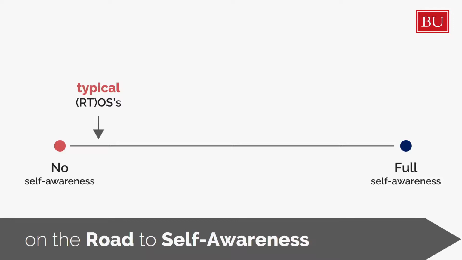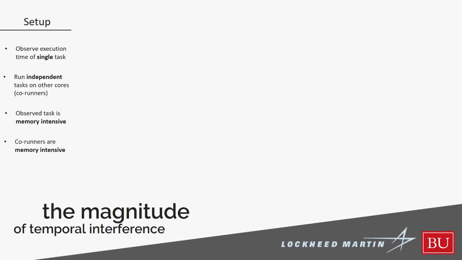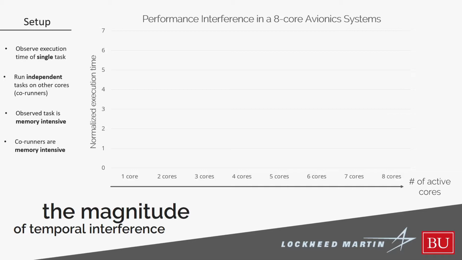And to appreciate why not taking care of the interaction between software and hardware essentially leads to an early doomsday in terms of being able to deal with complex cyber-physical systems, let's look at this experiment. Here we study the magnitude of temporal interference if no management is performed on your platform. I particularly like this experiment because it was conducted in collaboration with Lockheed Martin.